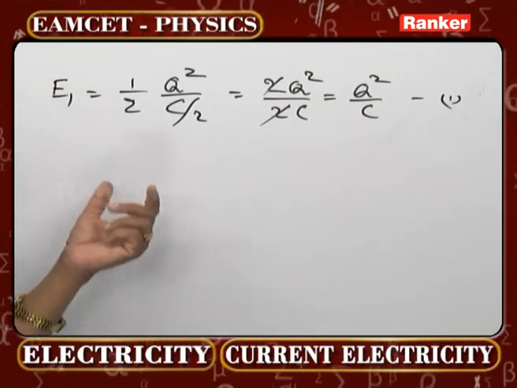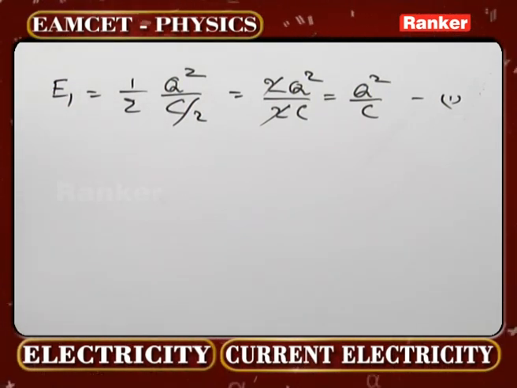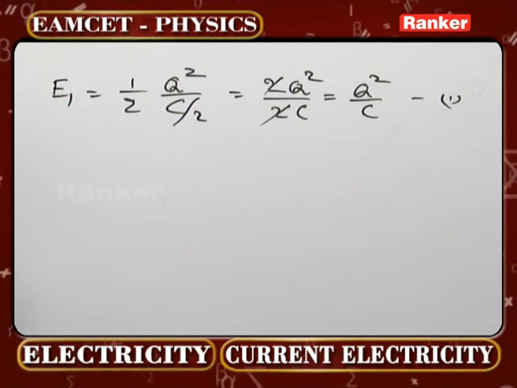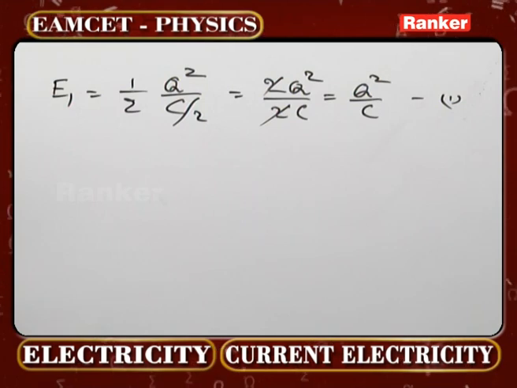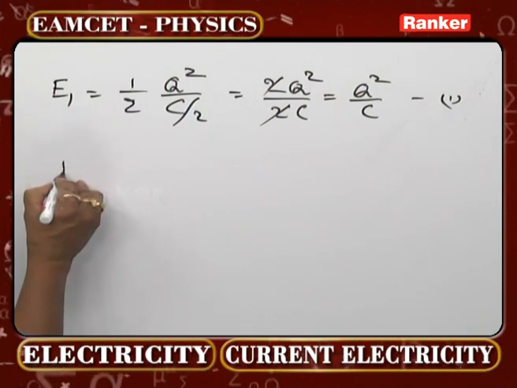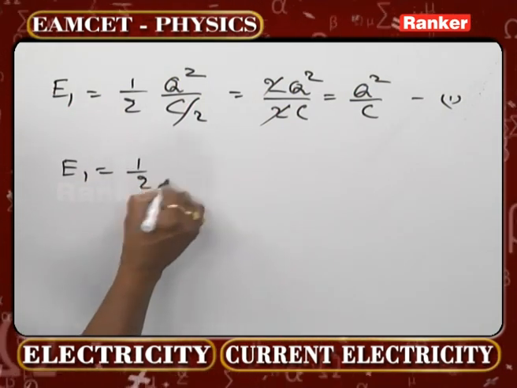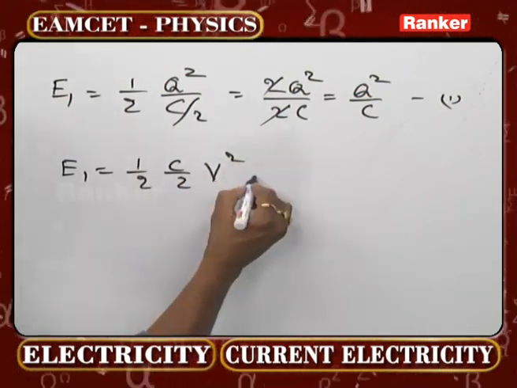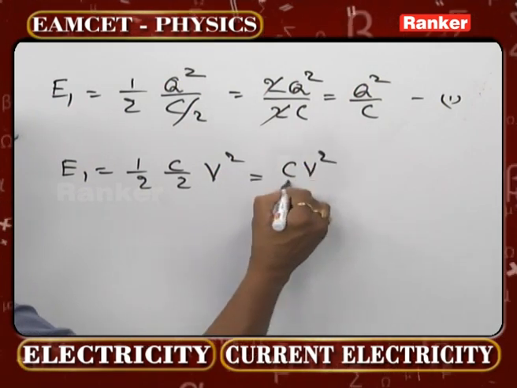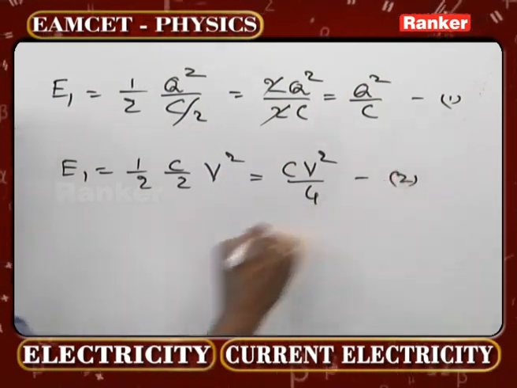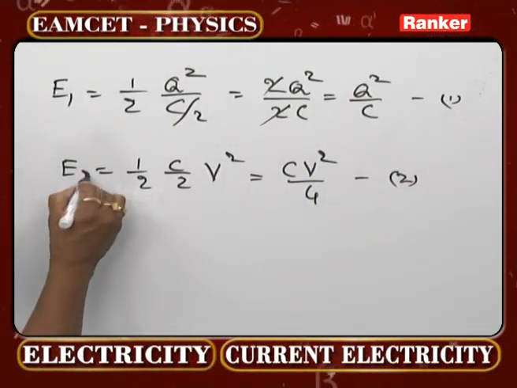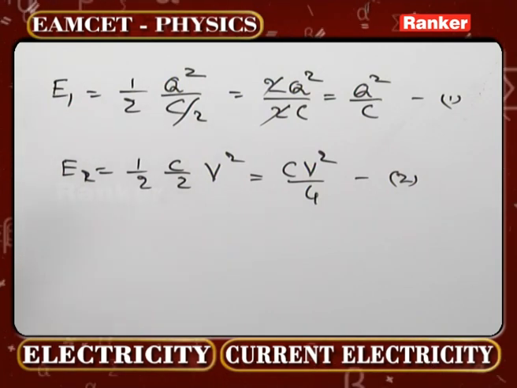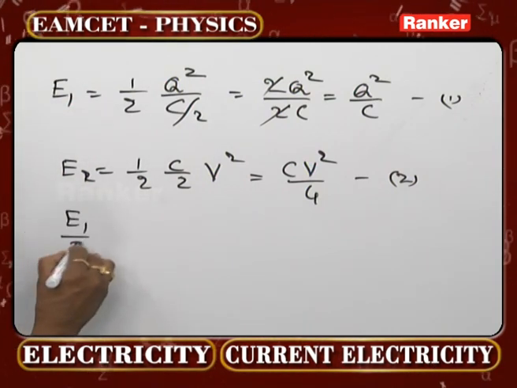What is B he has given you, you see there. The energy stored in the capacitor when the charging battery is kept connected and then the separation between the capacitor plates is doubled. Then what happens? E1 is equal to half C by 2 into V square this time. So how much it will now be? CV square by 4. That is the one. Now what is this question there? What is E1 by E2? If I take E1 by E2.